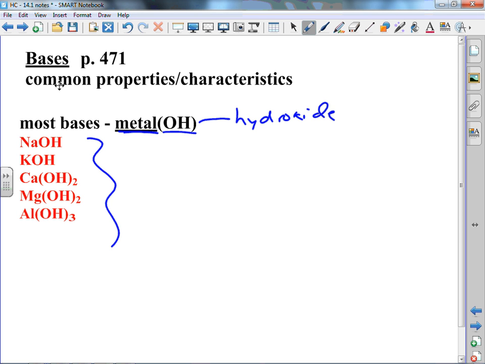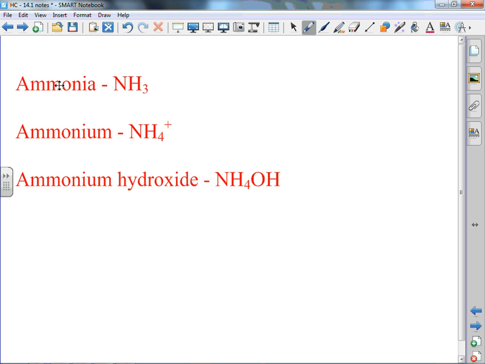Now, there is one other base that we do need to talk a little bit about because it gives us some confusion in terms of its name and its formula. That base is ammonia. Ammonia is a base itself. It's what we're calling a weak base. It's in a lot of cleaners, in fertilizer, and other uses. So if you see the word ammonia, it is specifically talking about NH3, and it is a standalone chemical compound.